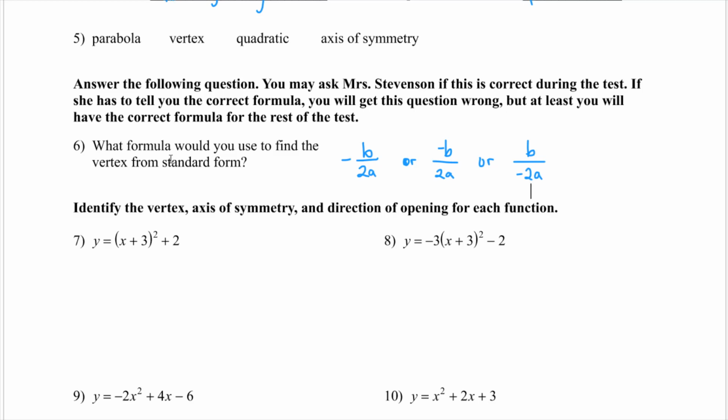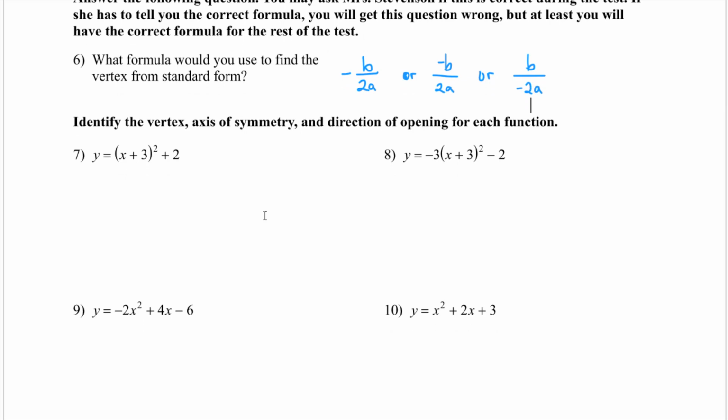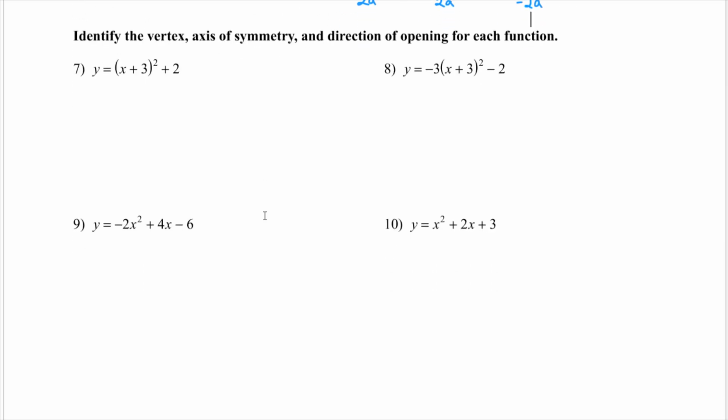Now we have that formula, and we're going to use it in a couple problems. These 4 questions ask us to identify the vertex, axis of symmetry, and direction of opening for each of these, and they don't give us a graph, although we could try to graph it if we really couldn't remember how to do it any other way. Also, these first 2 are in vertex form, and the second 2 are in standard form, and that's going to change how we approach them.